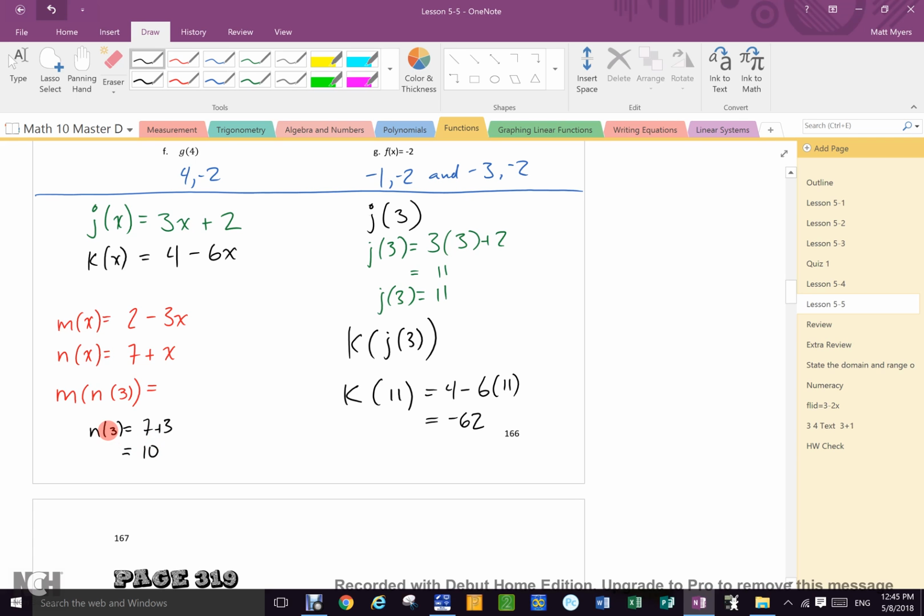I did it in my head. So you think that's supposed to make it better? That you said 7 plus 3 is 11 and your defense is you did it in your head? I think I got the right answer. N of 3 is 10.